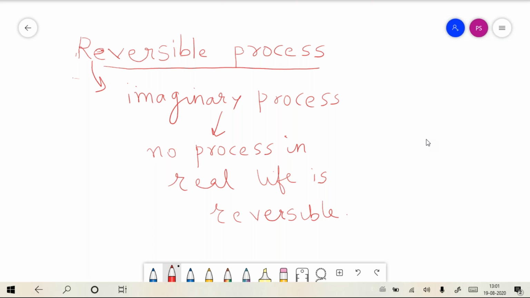What is specifically mentioned here is that a reversible process is an imaginary process, so no process in real engineering life is reversible. Then why is this concept important? It is important because as we go on to discuss the ideal heat engine or the ideal thermodynamic cycle, namely the Carnot cycle, this concept would be extremely useful. Without knowing what a reversible process is, you won't be able to appreciate the thermodynamic cycles which we are going to discuss in the future.